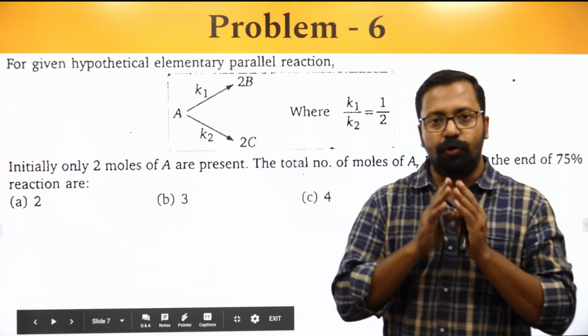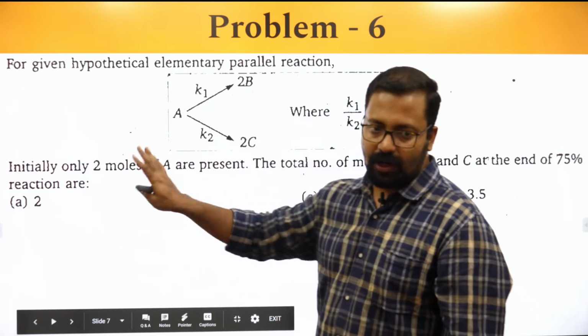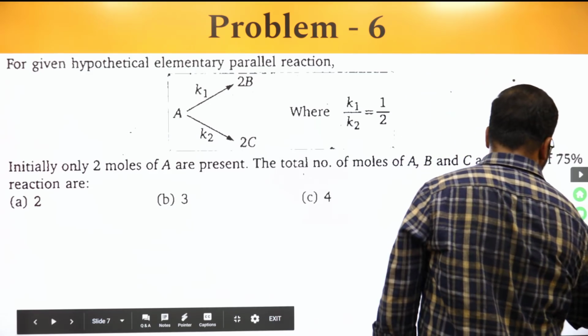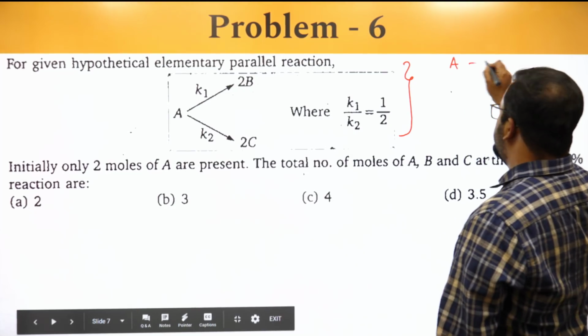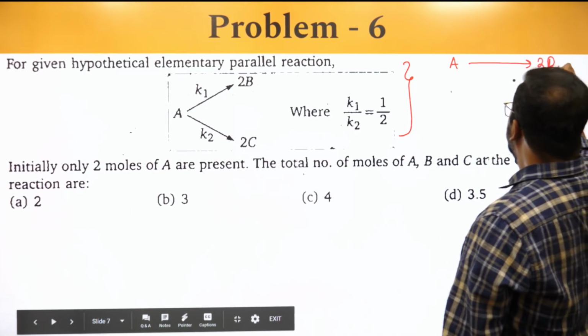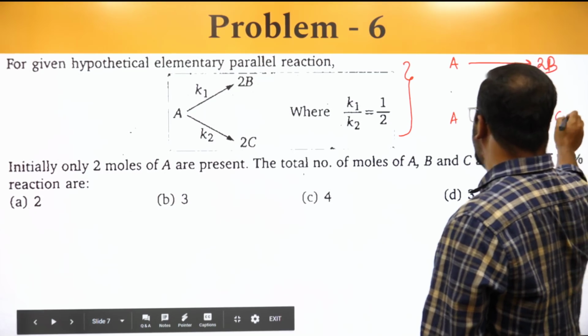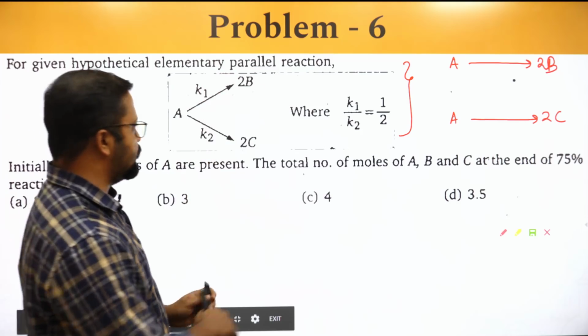You can assume a parallel reaction as two separate first order reactions. The answer is not B. So how do we solve this question? I am assuming that A is changing into 2B. I am also assuming that A is changing into 2C. I take two separate reactions.